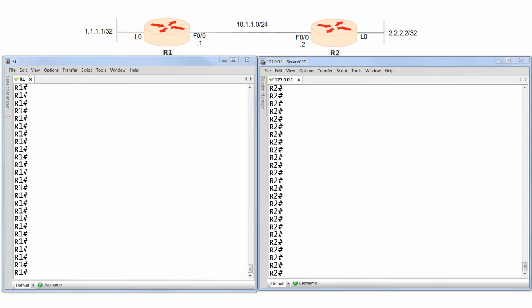CCNA challenge: EIGRP. We have two routers, R1 and R2, directly connected. EIGRP has been enabled, and the problem is that I cannot see this network on R2 and this network on R1 when I check the routing tables. Your job is to identify the problem and suggest what to do with it.